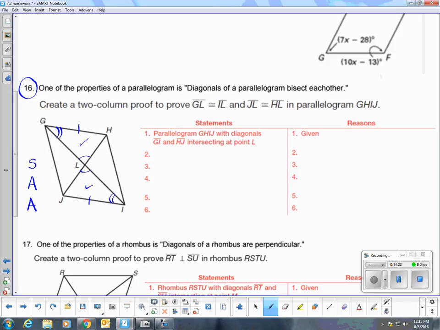So let's start with the two sides that are congruent to each other. That was segment GH is congruent to segment IJ. And that's by definition of a parallelogram. This little symbol right here is the symbol for parallelogram.